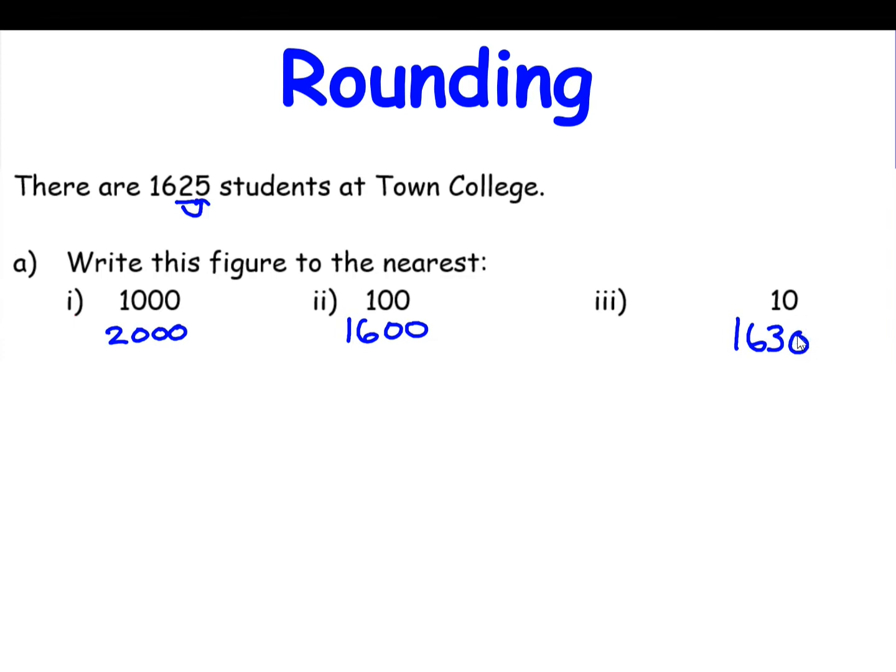Now notice when we're doing the rounding to 1,000, 100 and 10 that the figure we're rounding to, 1,000, gives us the 3 zeros. The number we're rounding to is 100, it gives us the 2 zeros, and finally rounding to a 10 gives us 1 0 with our rounded number.